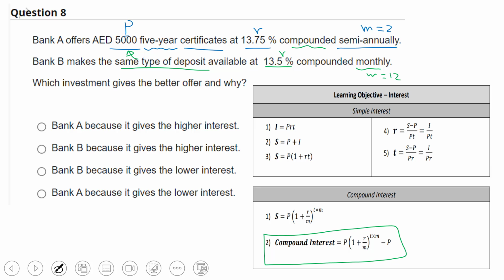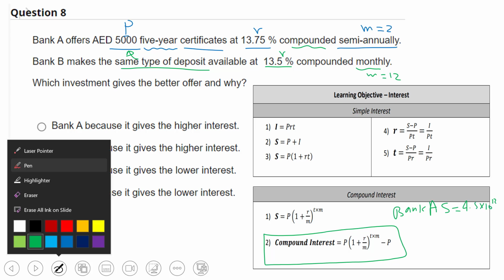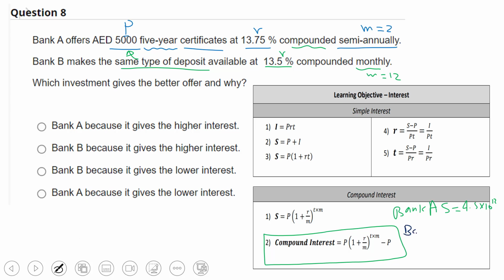For bank A, you have S equal to what? When you substitute, you will have 4.5 times 10 to the power 12. For bank B, after you substitute here, you have S equal to what? 2.19 times 10 to the power 23. Please check this one. So which one is better for you?